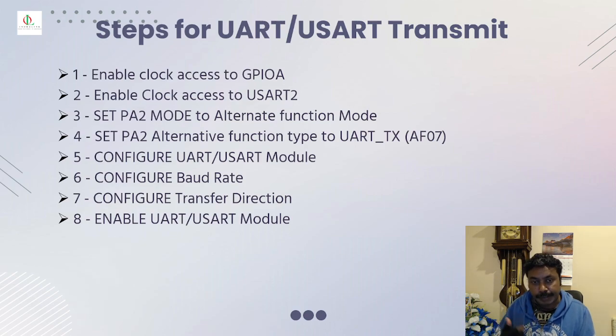The sixth step is you have to configure the baud rate in order to maintain the same speed from transmit to receive. The seventh step is to configure the transfer direction. You've got to tell whether you are using it for transmit or for receive. So that's a must. And finally, make sure you enable that USART module, and that will start the data transfer. So these are all the 8 steps that you've got to be familiar with before jumping on to writing a program.